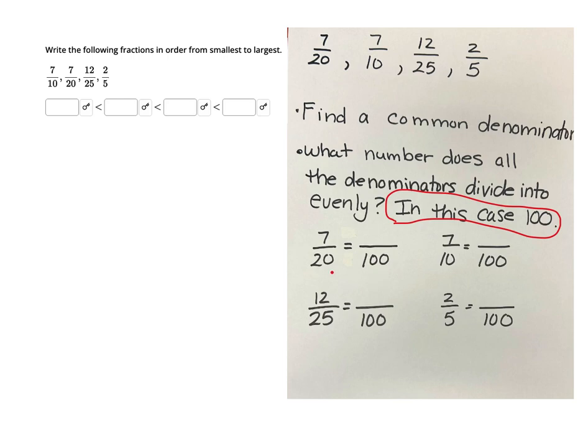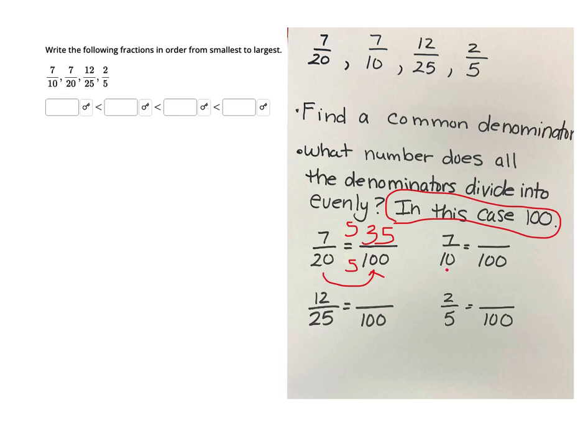So in order to do that, I set this up so that we have an equivalence here with 100s in the denominators. Let's look at 7 over 20 first. In order to change 20 to 100, I have to multiply by 5. But in order to keep these fractions equivalent, I have to do the same thing to the top and the bottom. So I'm going to multiply the top by 5 as well. So I have 7 times 5, that's 35. So 7 over 20 is equivalent to 35 over 100.